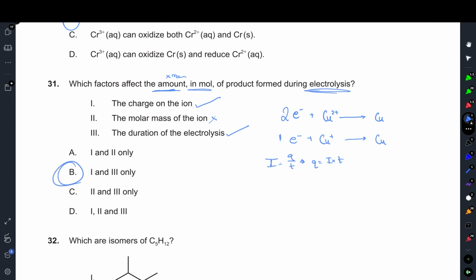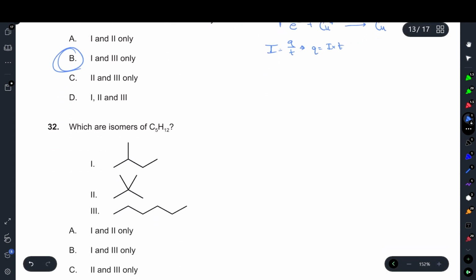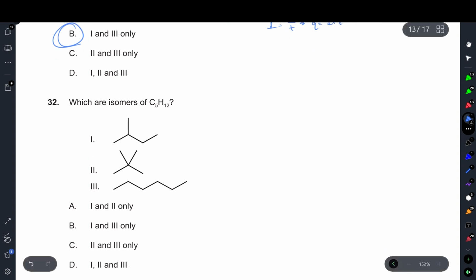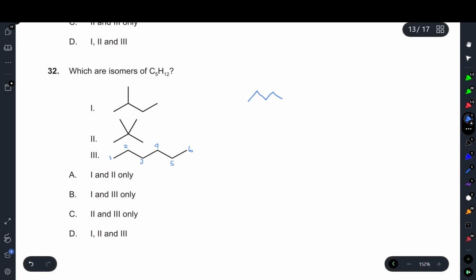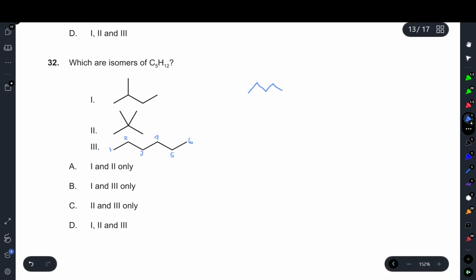Moving on to question number 32. Which are isomers of C5H12, also known as pentane? So pentane, let's draw the skeletal structure of pentane. 1, 2, 3, 4, 5. This is the skeletal structure of pentane. So let's just go ahead and compare these. This is clearly wrong because this has 1, 2, 3, 4, 5, 6 carbon atoms. So for this question, you will need to know how to read your skeletal structures. So make sure you have that down well in organic chemistry. So option 3 is incorrect.